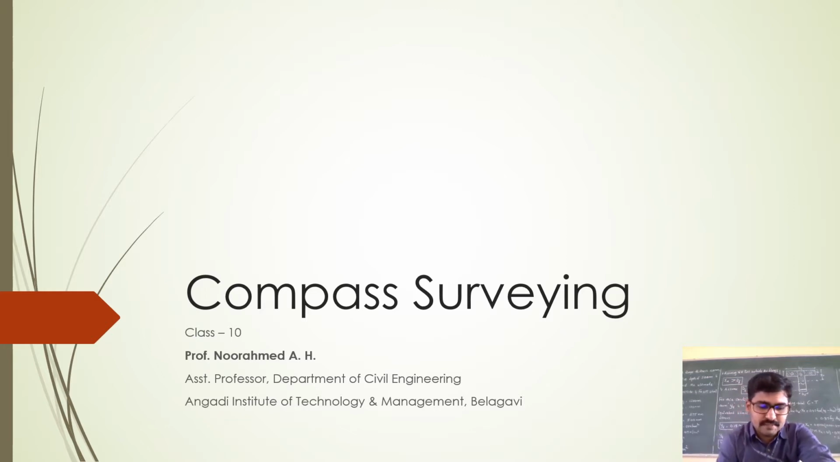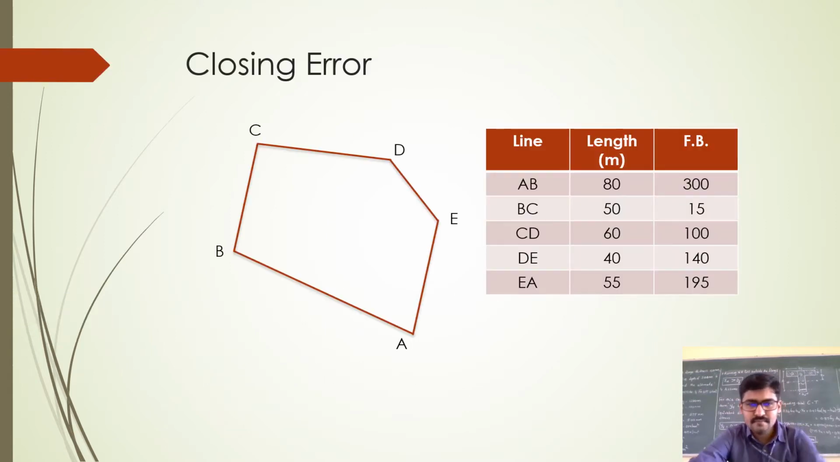Okay, so first let us understand what is closing error, then we will move ahead with the problem and the two methods which are very important. So let us understand what is closing error first. So imagine you have an area to be surveyed. In the diagram you can see that A, B, C, D, E, A is one such area to be surveyed.